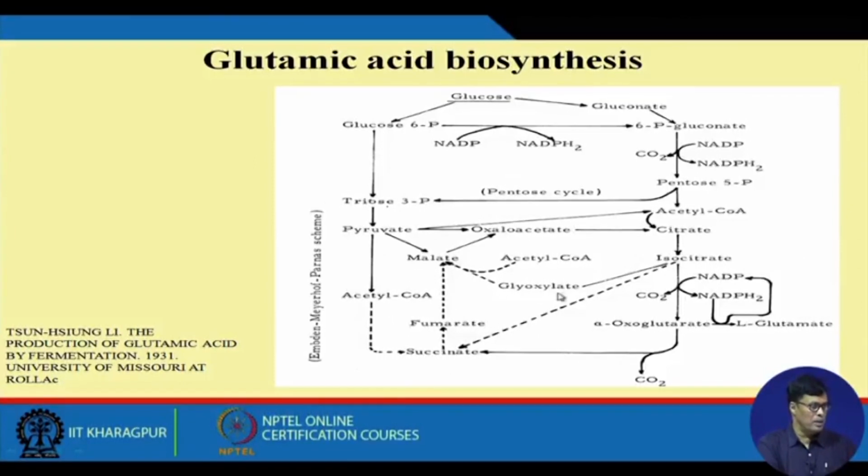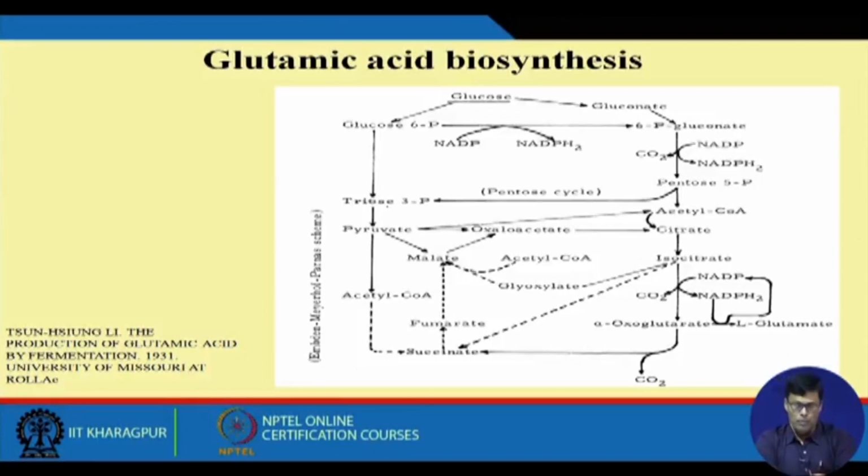Then we have malate, glyoxylate, isocitrate, citric acid, oxaloacetate, acetyl CoA. In combination they produce citric acid and isocitric acid, and then alpha-ketoglutarate, and this alpha-ketoglutarate produces L-glutamic acid. This is how it is produced through the biochemical pathway, and this is what is in practice in the industry.